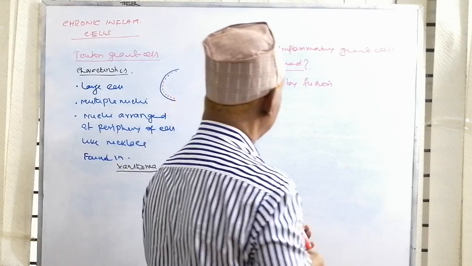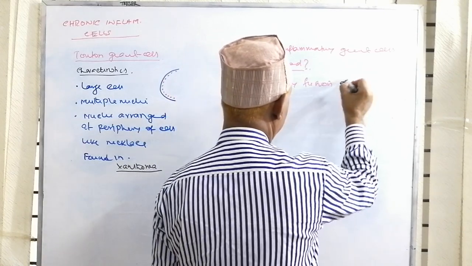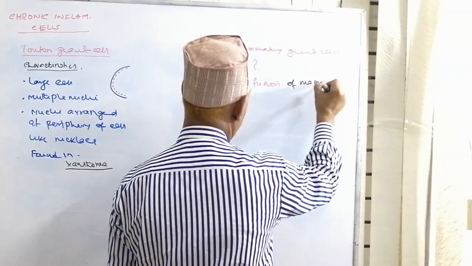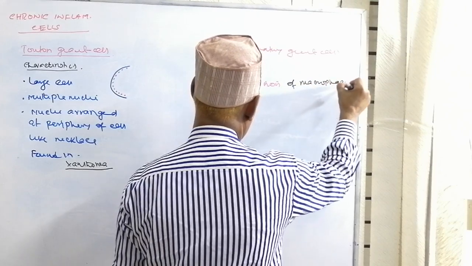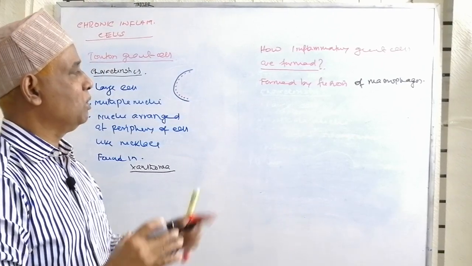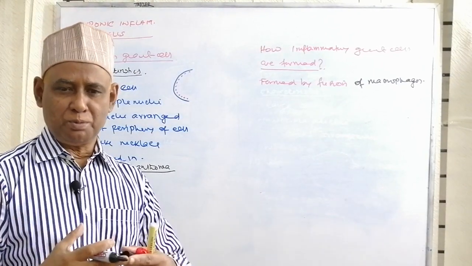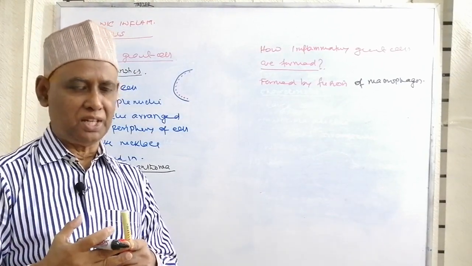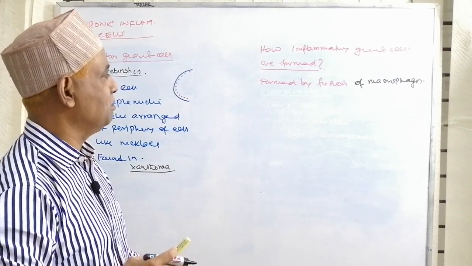It is formed by fusion of macrophages. I have told you one of the roles of macrophages: many macrophages fuse together and form an inflammatory giant cell. So inflammatory giant cells are formed by fusion of macrophages.